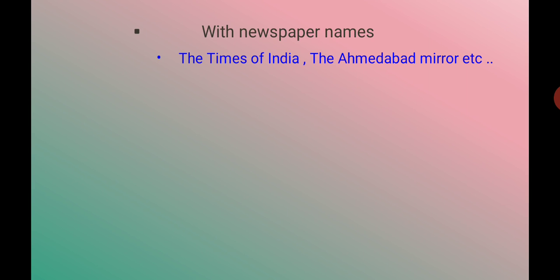Let's move on to the next rule, with the names of newspapers. What are the newspaper names? Do you read the newspaper? No, nobody likes to read the newspaper, right? The Times of India, the Ahmedabad Mirror, the Economic Times, Divya Bhaskar, Gujarat Samachar. So many newspapers are there. We write the before the name of the newspapers.